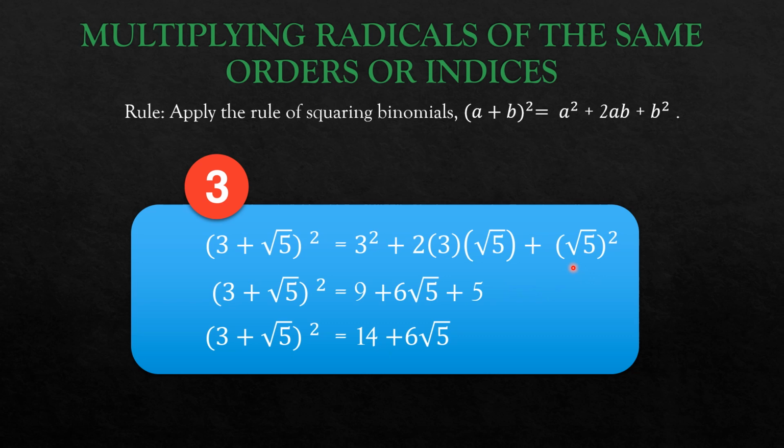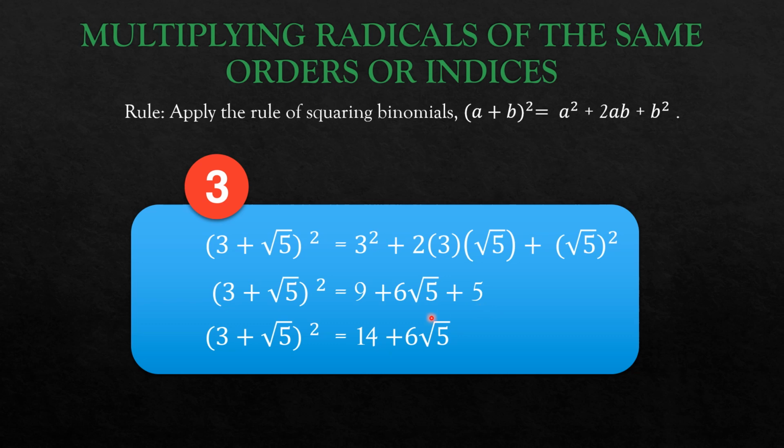And then, evaluate. So, 3 squared is equal to 9 plus 2 times 3 is equal to 6 times square root of 5, that is equal to 6 square root of 5 plus square root of 5 squared is equal to 5. Since ito, ang index niya ay 2, ang power niya ay 2, pwede nating i-cancel out yan, kaya ang maiiwan na lang ay si 5. Or, square root of 5 times square root of 5 is equal to square root of 25. The square root of 25 is equal to 5.